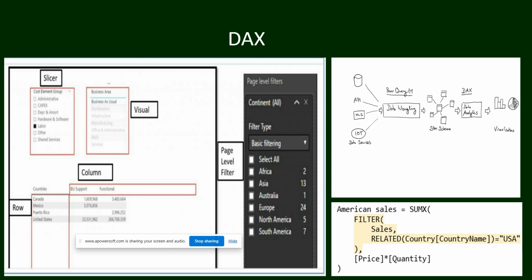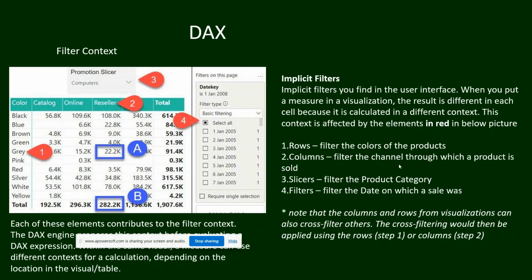Row by row, this calculates the sum of sales where your country name equals US. It takes only the country name of US, and then it aggregates price with the quantity. That's it. And this is nothing but a filter context, as we said already. What about the implicit and the explicit filter?